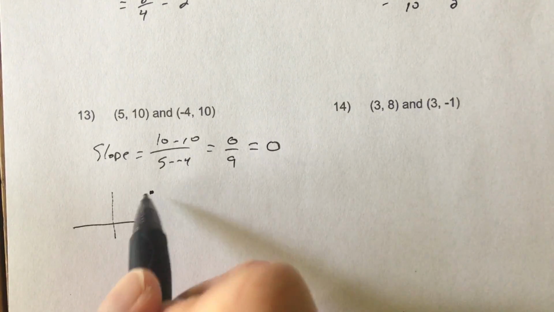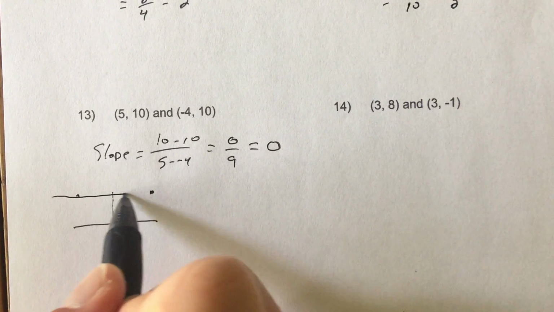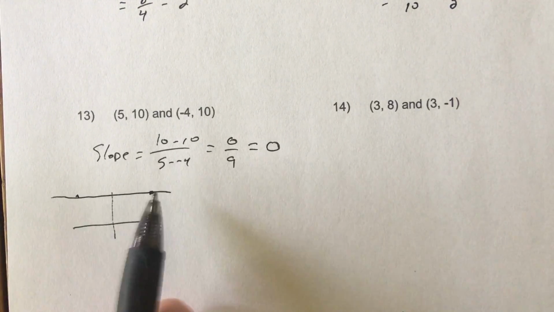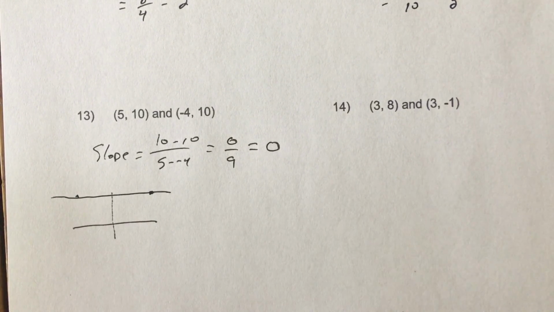5, 10 is here, -4, 10 is here, and you'll see that as a nice horizontal line, which has a slope of 0. Okay, so anytime you get 0, if you're a little confused, just plot it real quick, and then that should help you see it.